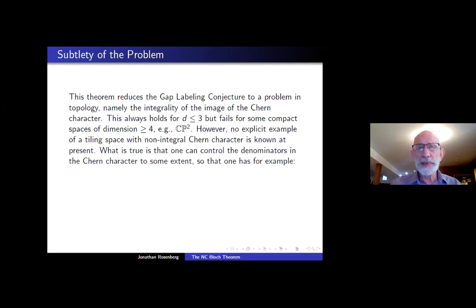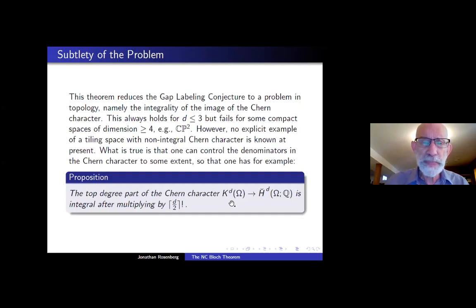So far, nobody's written down an explicit example of a tiling space with non-integral Chern character, but I strongly suspect that such things exist, and I even have a kind of a program for trying to generate such an example. It's just that the calculations are fairly complicated, and I haven't done it yet. So I suspect that the gap labeling conjecture is actually false, but it's not false by all that much because you can control the denominators in the Chern character.